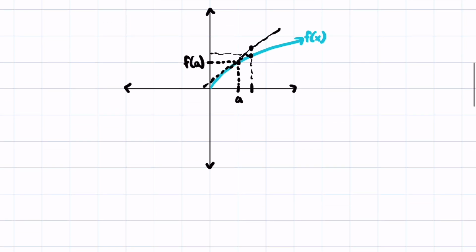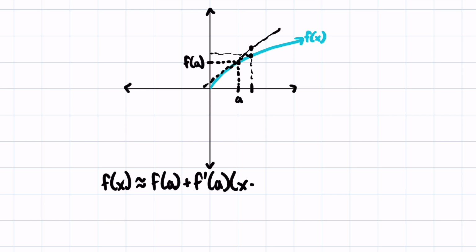And so our linear approximation formula is basically our tangent line formula. So the linear approximation of f at a is that f of x is approximately f of a plus f prime of a times x minus a.